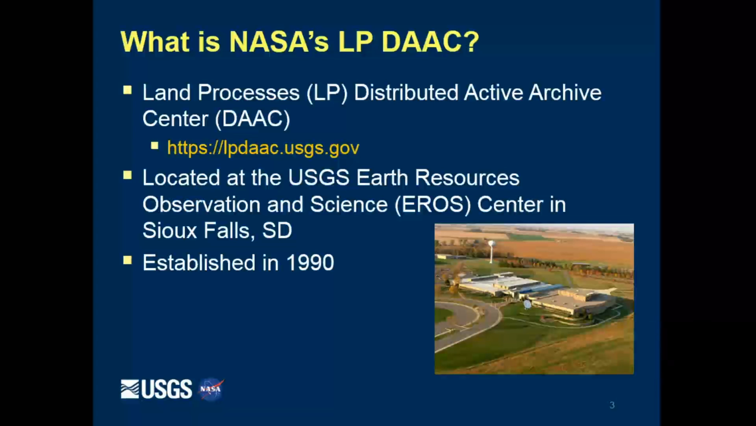So what is NASA's LP DAAC? Well, we are the Land Processes Distributed Active Archive Center. You're going to learn that we love acronyms. We're located at the USGS Earth Resources Observation and Science Center in Sioux Falls, South Dakota. That's actually where we live and work. And then a couple of us work remotely, so I work in Minneapolis, and we have a couple others around the country. And the LP DAAC was established in 1990, but EROS itself was established in the 1970s.